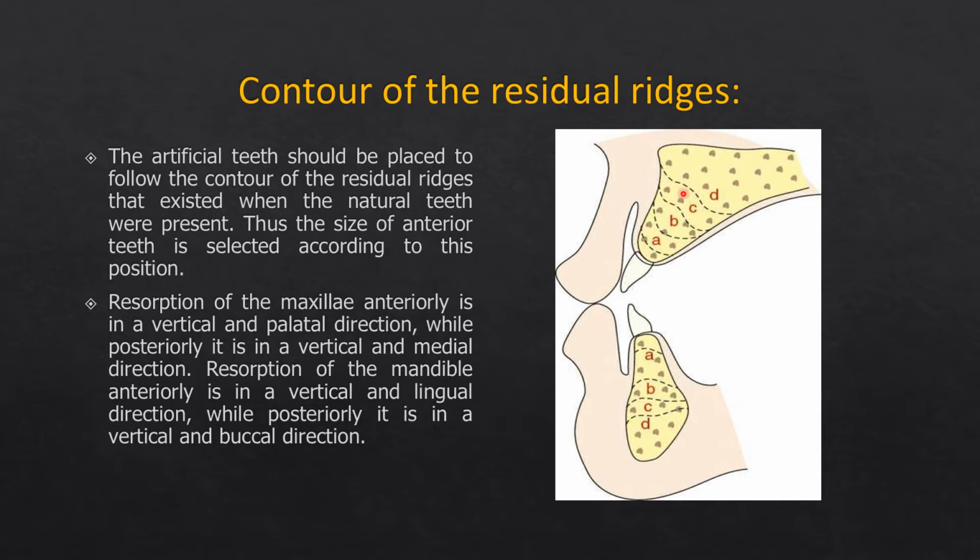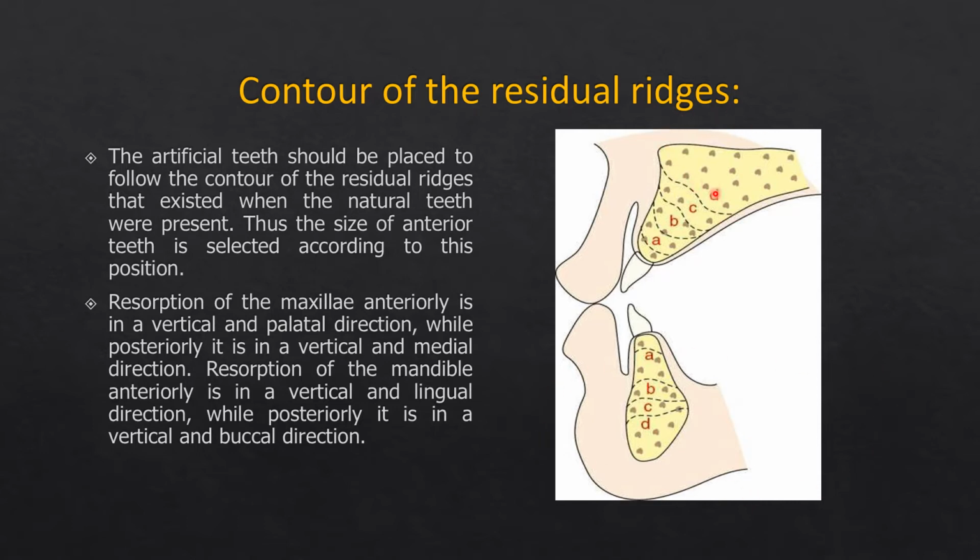So, with age and with residual alveolar ridge resorption, the maxilla resorbs in a vertical and palatal direction anteriorly, and posteriorly it resorbs in a vertical and medial direction. Whereas the mandible resorbs in a vertical and lingual direction anteriorly, and posteriorly it resorbs in a vertical and buccal direction. So in essence, with resorption the mandible becomes larger and the maxilla becomes smaller.